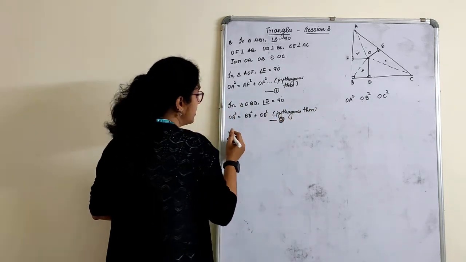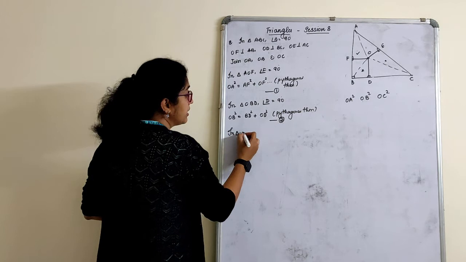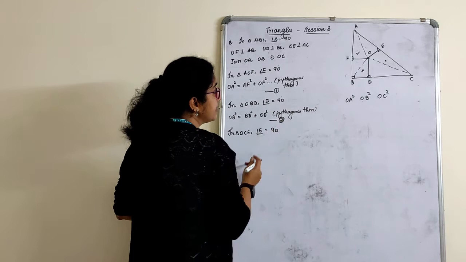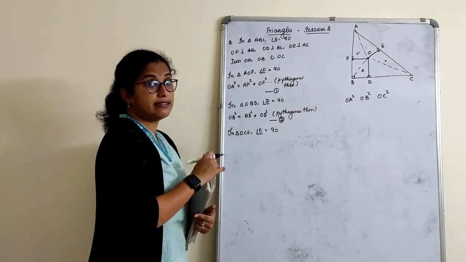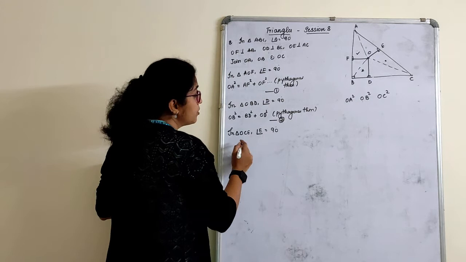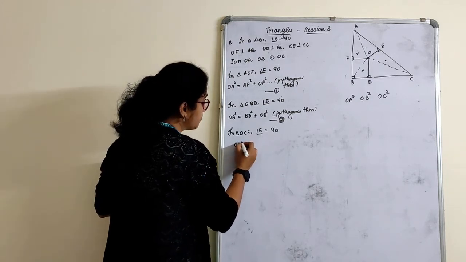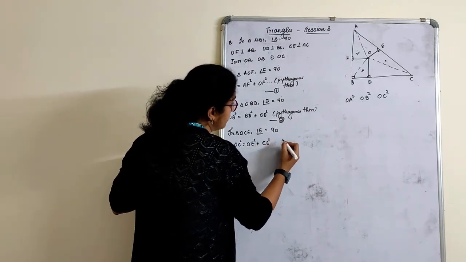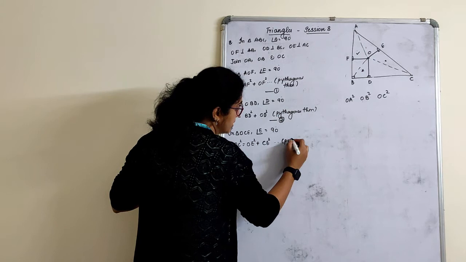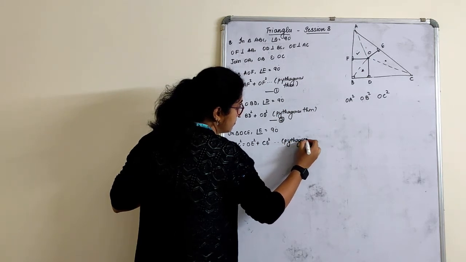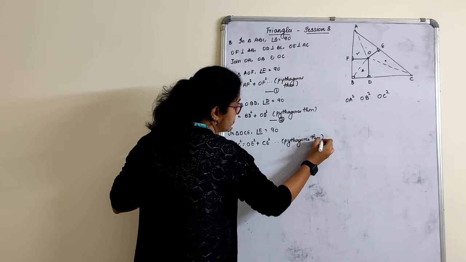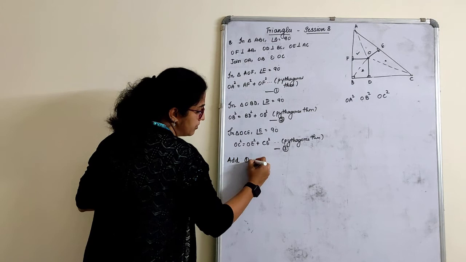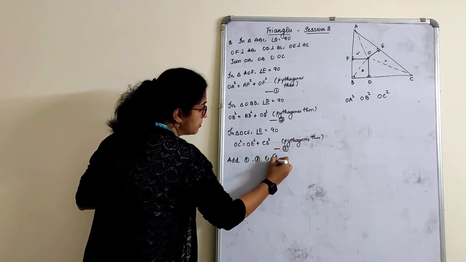Equation 2. Last one. In triangle OCE, angle E is equal to 90 degree. If you write the statement without writing 90 degree, it is wrong. I am repeating that again and again. OC square is equal to OE square plus CE square. Reason, Pythagoras theorem. Equation 3. Add equation 1, 2 and 3.